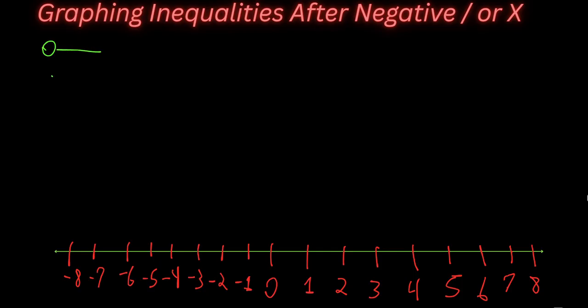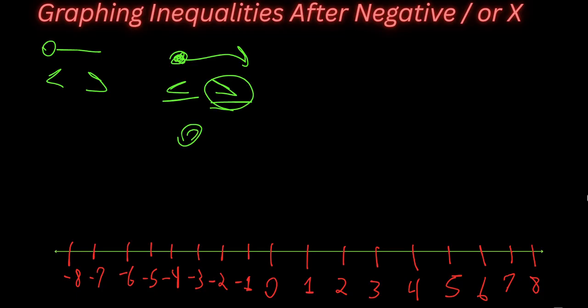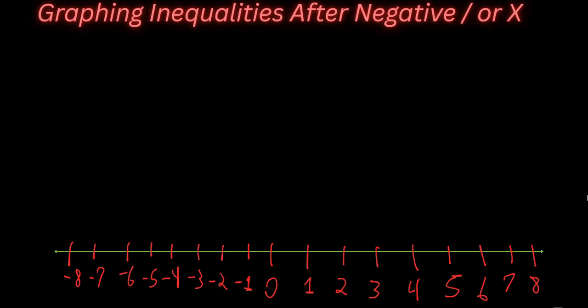an open circle means less than, or it can mean greater than. Whereas a shaded circle means less than or equal to, or greater than or equal to. Shaded includes it, so you fill that circle up. This symbol includes, so you fill that circle up. This symbol does not include, so you leave it open. That's a piece of review for you.